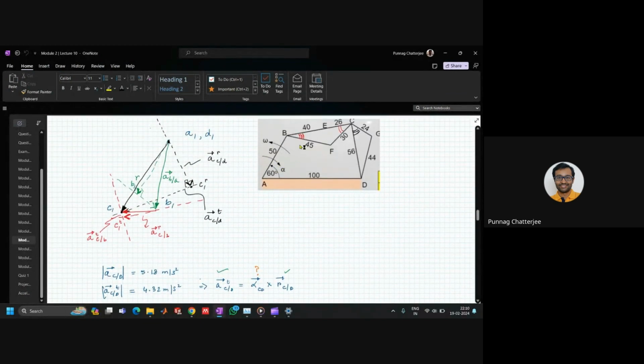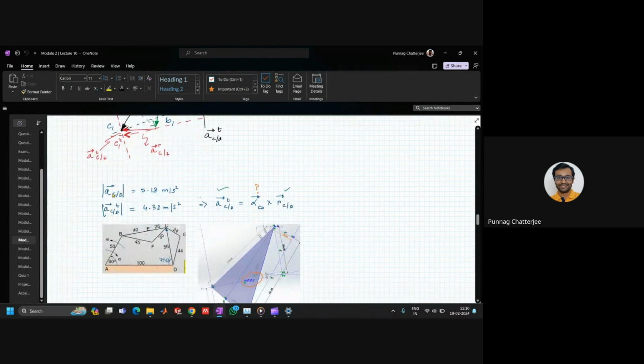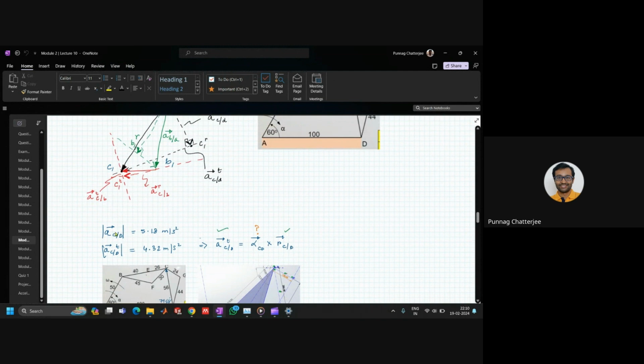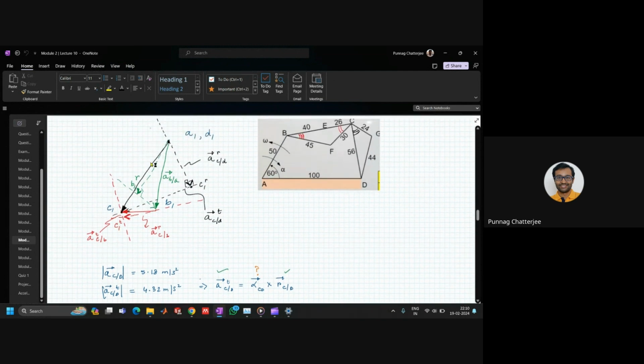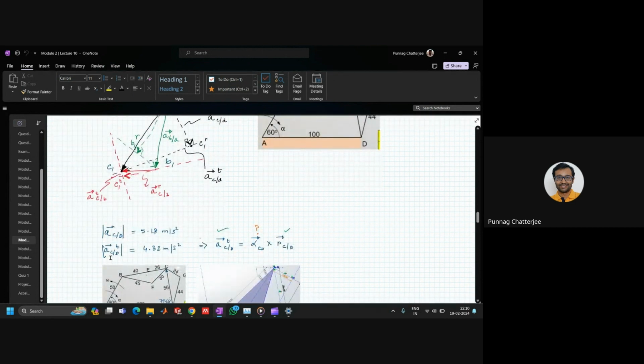link CD and BC. Okay. Now, where we get this value: A of C with respect to D is basically this solid vector line. We can measure it from SolidWorks, and it comes out to be 5.18 meters per second squared. And A of C with respect to D tangential.